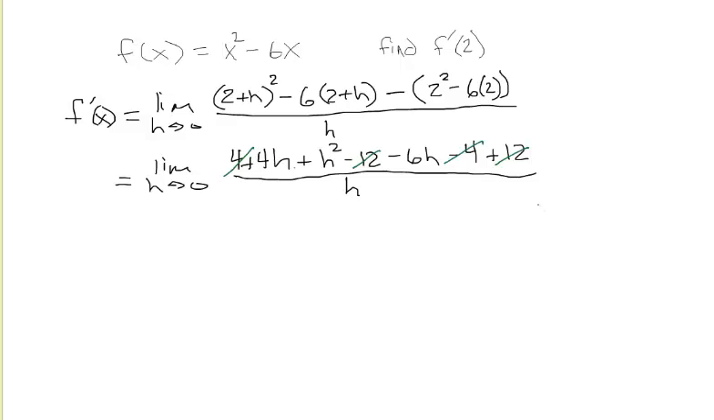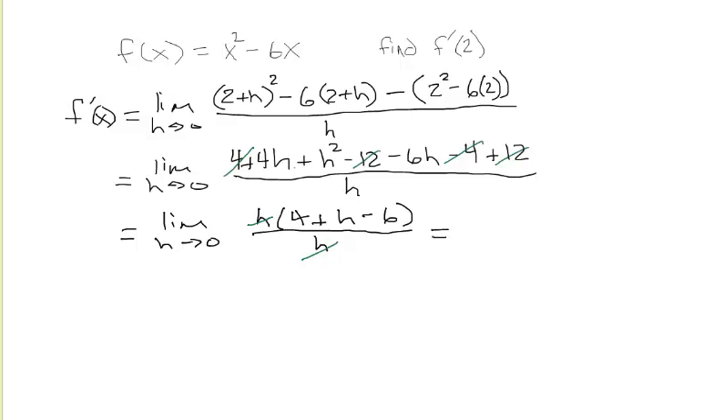And now I'm going to do the same steps that I did last time. I'm going to factor out an h across the top. So the next step, we're going to have the limit as h goes to 0 of h times 4 plus h minus 6, divided by h, and then we're going to cancel our h's, and then we're going to evaluate the limit as h goes to 0. And as h goes to 0, what we're left with is 4 minus 6, which is equal to negative 2. The same answer we got on the last problem.